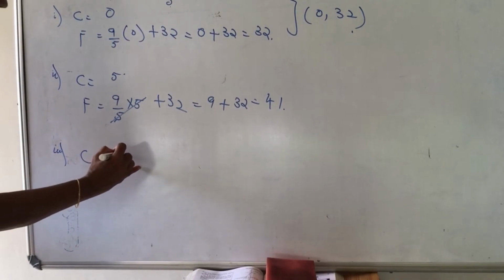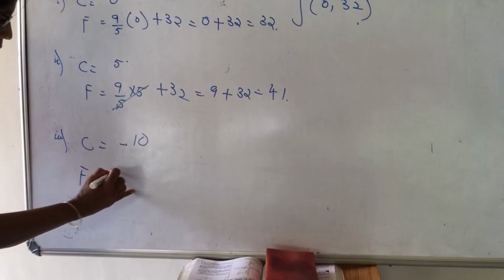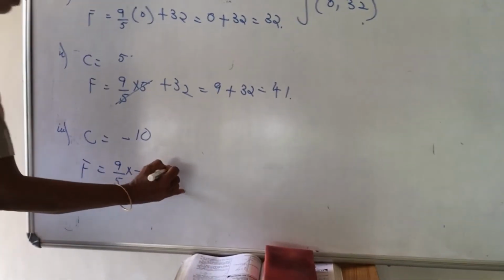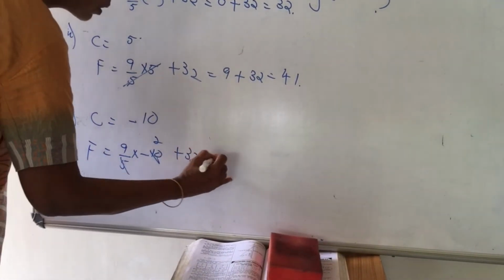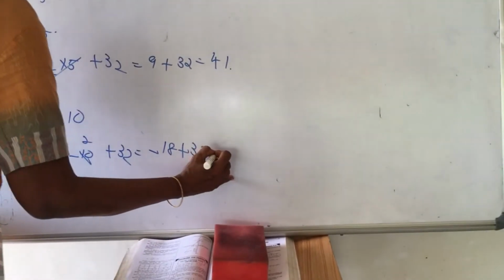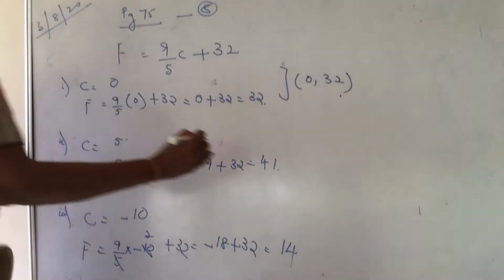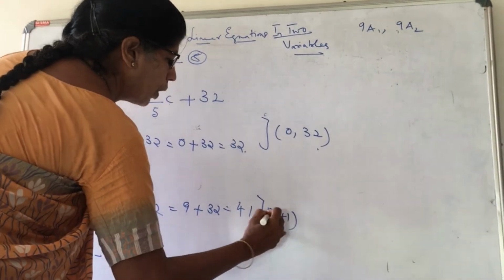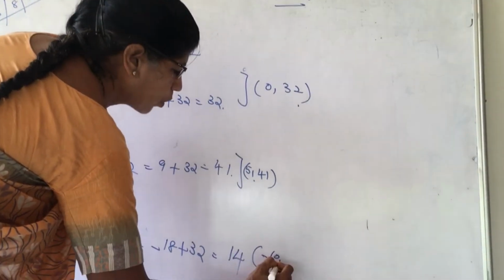C is equal to minus 10. F is equal to 9 by 5 into minus 10 plus 32. 5 divides 10 2 times, minus 18 plus 32 is equal to 14. I think you would have followed, children. The second pair for you is 5 and 41, and the third pair is minus 10, 14.